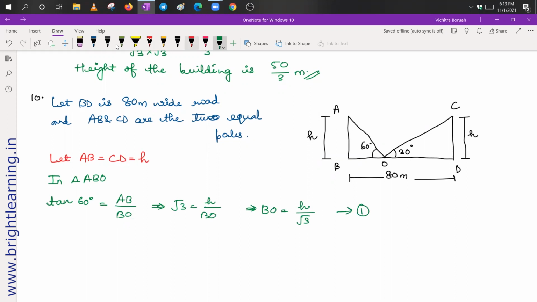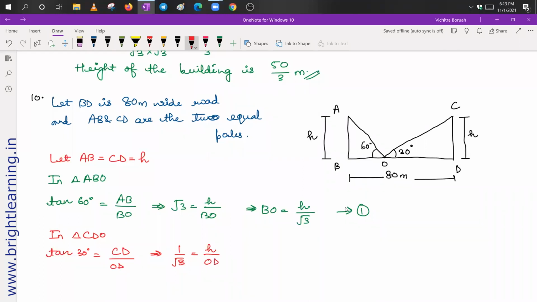Now again, next we will take this right triangle OCD. So in triangle CDO, again here we will take tan 30 degrees. It is equal to perpendicular, in this case it will be CD, upon base, it will be OD. Now again tan 30 degrees is equal to 1 upon root 3. CD is small h, and OD we don't know.